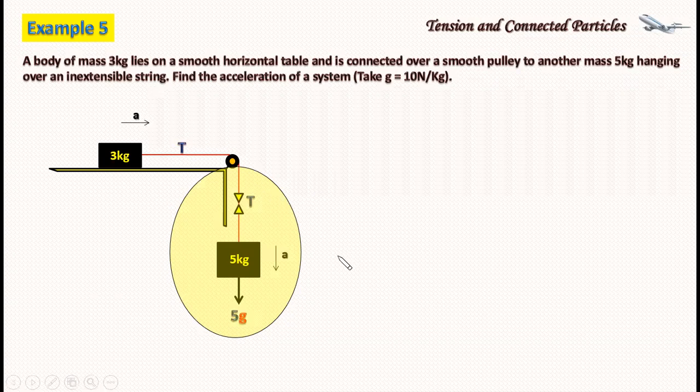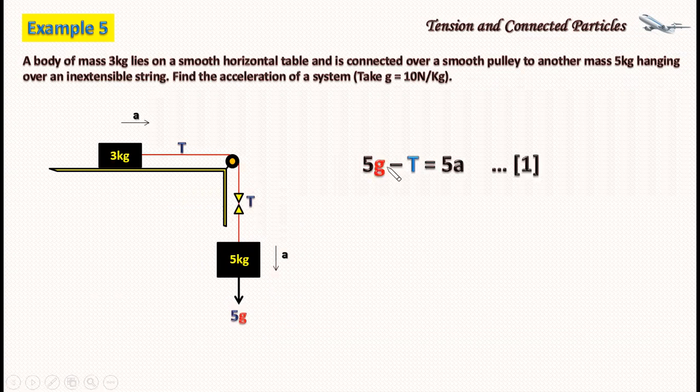So now, starting with the first one that is hanging vertically, we have the equation 5g minus T equal to its mass times its acceleration. Since it's going to move downwards, the resultant force will be downwards. So we have 5g minus tension equal to the mass of this particle times the acceleration of the system. Equation 1. And for the other one on the horizontal table, there are no resistive forces. The plane is smooth, so the friction is negligible. The only force acting on it is this tension, and since the particle is moving, this tension is equal to the mass of the particle times the acceleration.